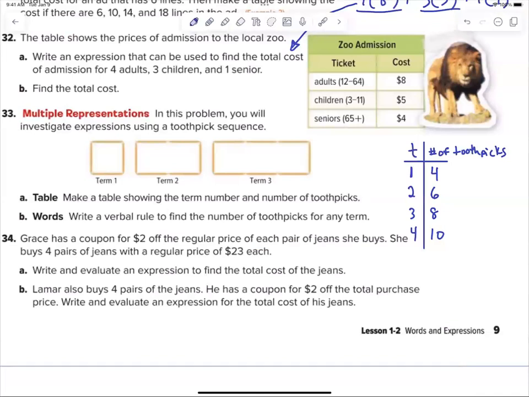So now your job is to try to figure out how we got from term 1 to the total number of toothpicks. What do you think you're doing from here to here? Yes, you're adding 2. All right, so write the verbal rule. You add 2 to the number of toothpicks for each term. Does everybody agree? All you're doing is adding 2. That's all they wanted to know. Yes, plus 2. I like that.